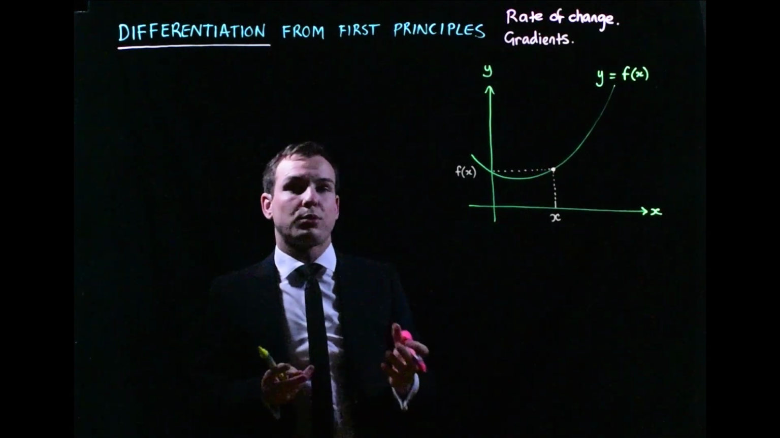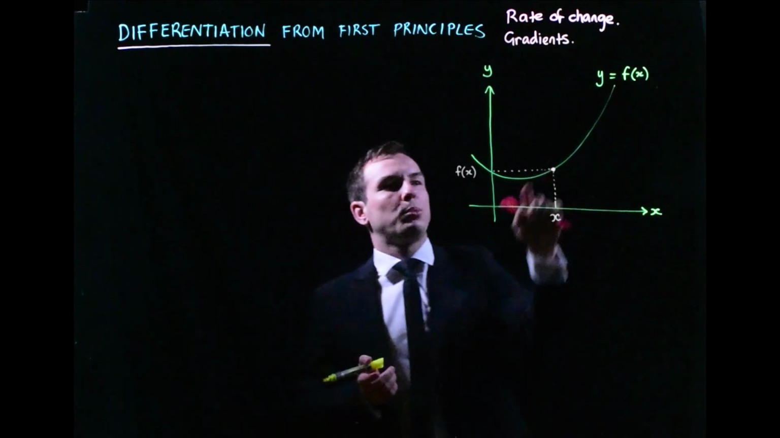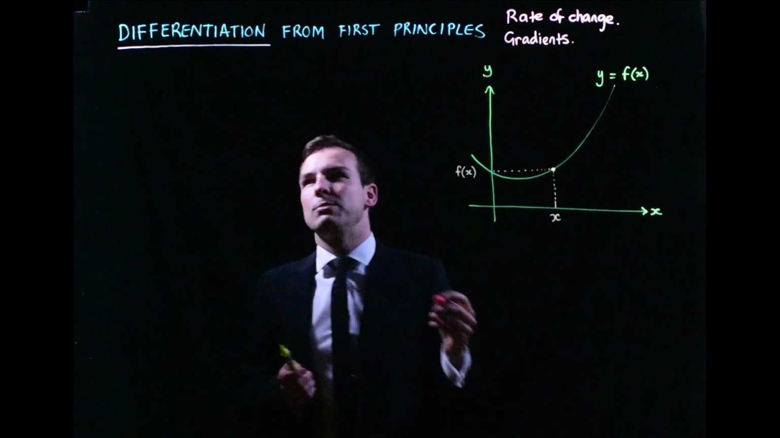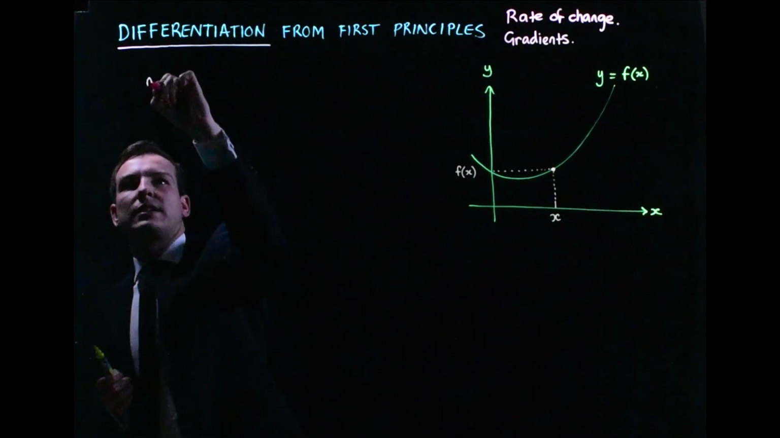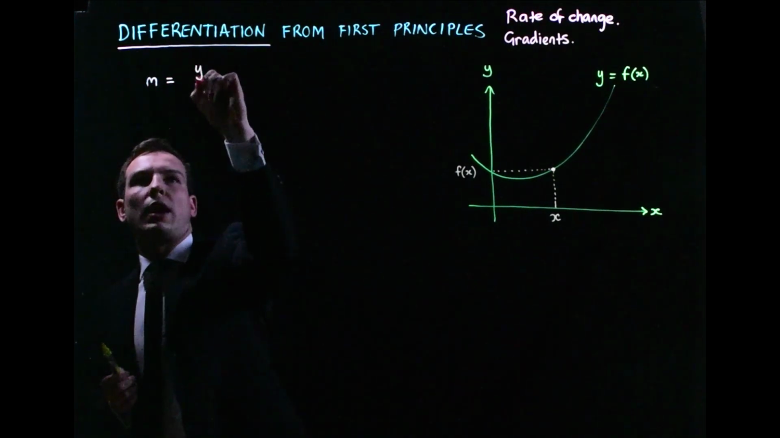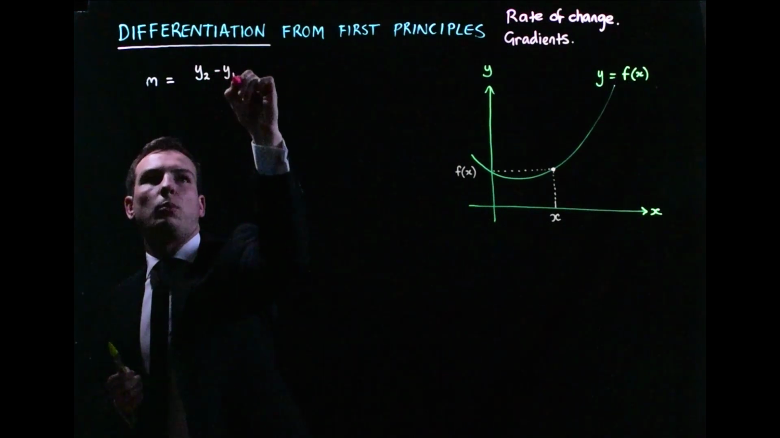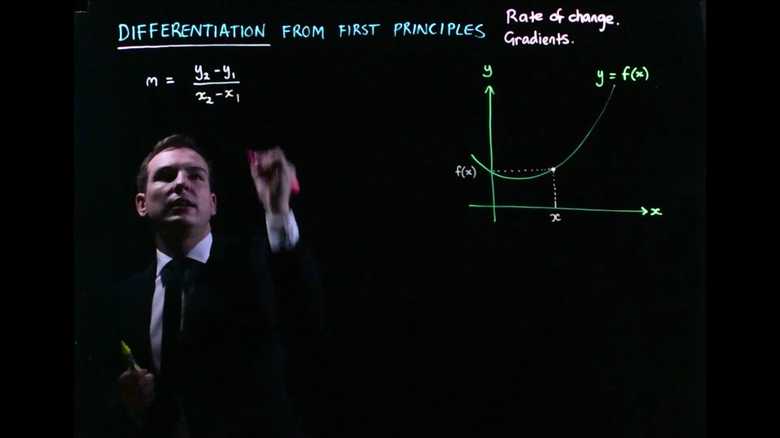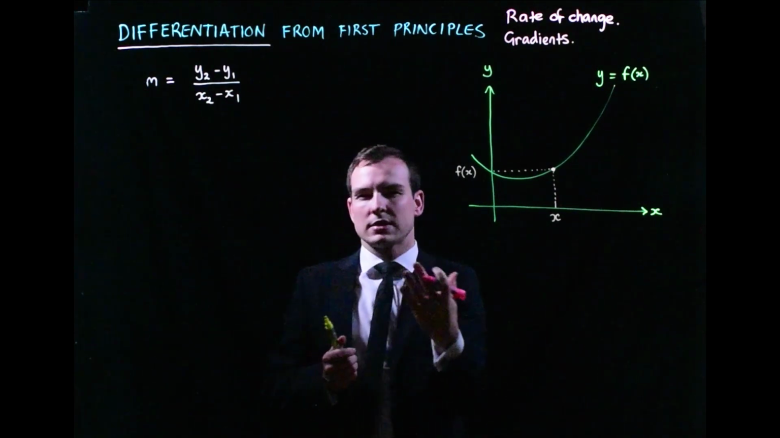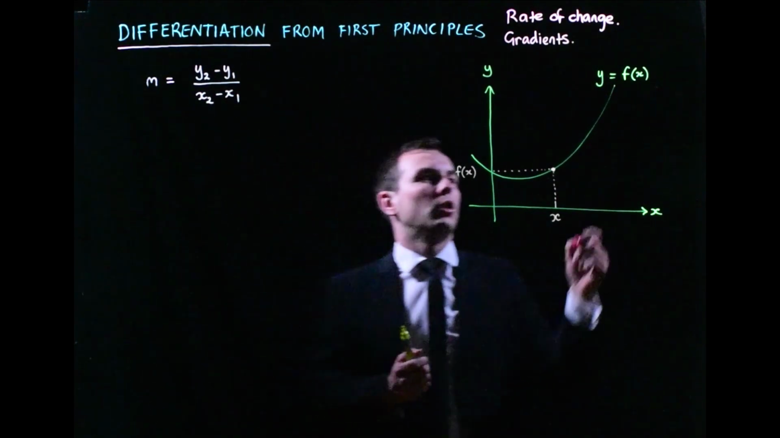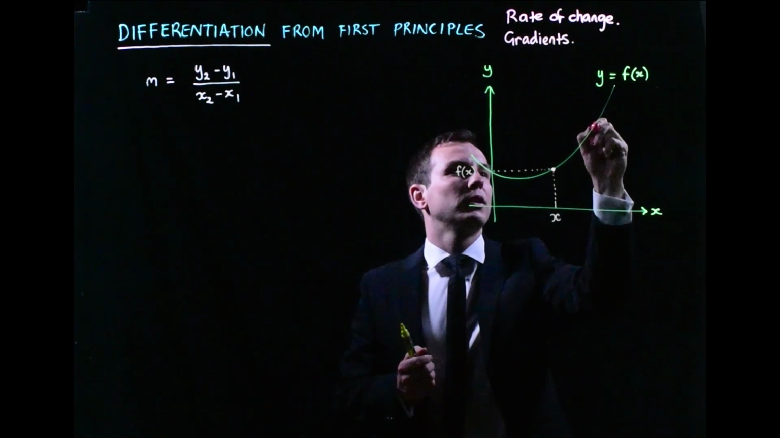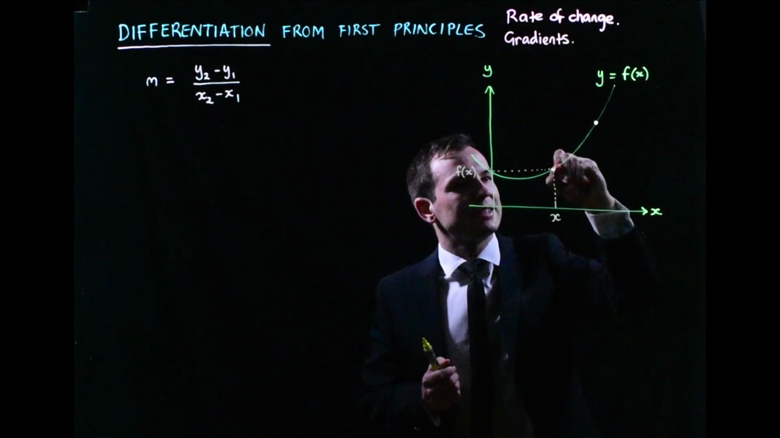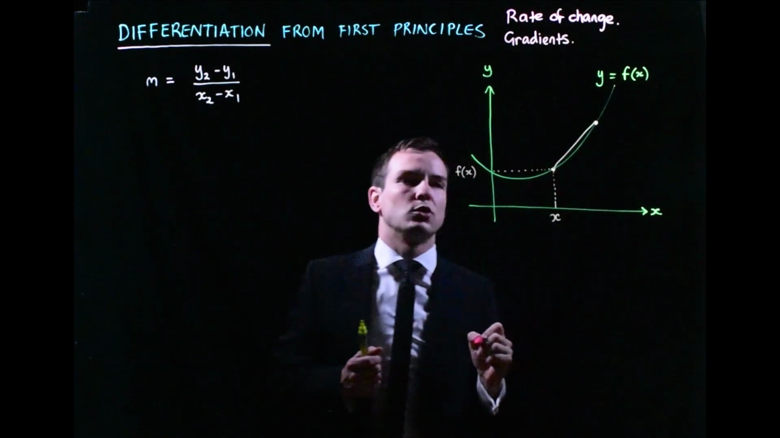But here we run into a problem. If we are only considering one point on the graph, our gradient formula that we know from the past, which you might remember as being the gradient is equal to y2 subtract y1 over x2 subtract x1, it relies on having 2 points. So what we're going to do is go to another point on this graph, and we're going to calculate the gradient of a secant line that joins those 2 points.